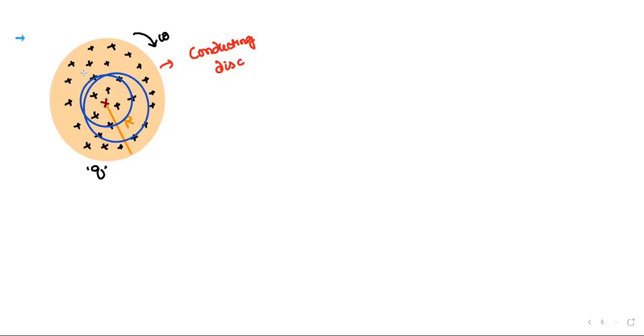If you assume a ring here of some thickness like this, some thickness I am taking. This is the thickness here. One minute, please.